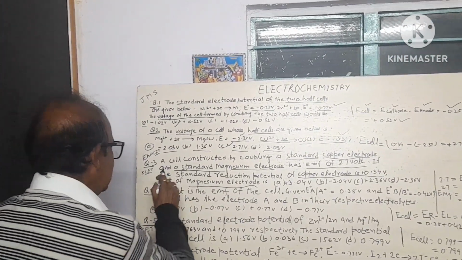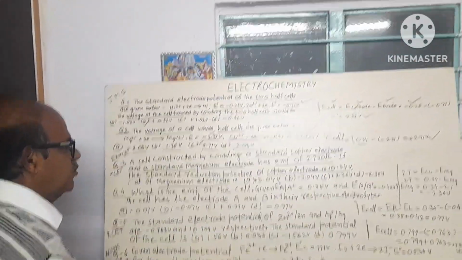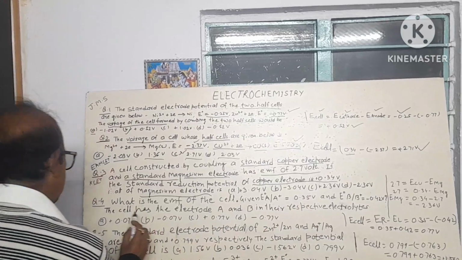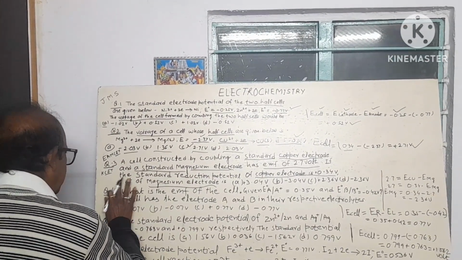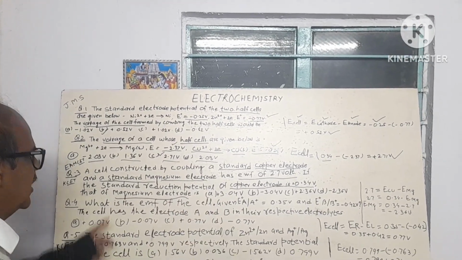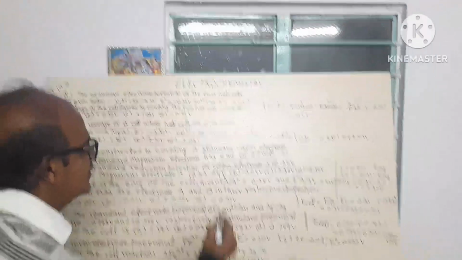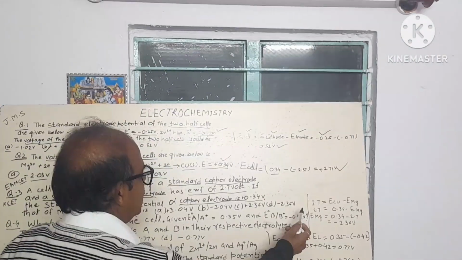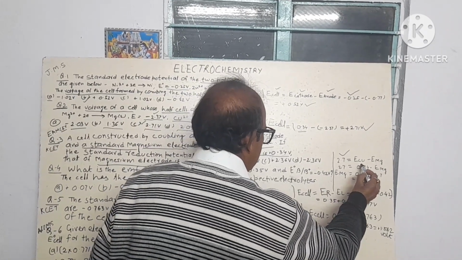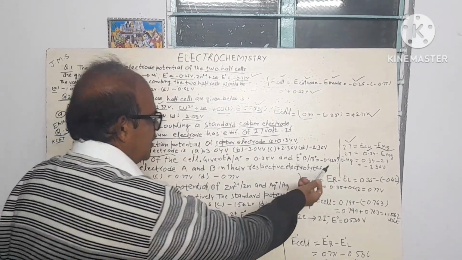Again I am reading the question: a cell constructed by coupling a standard copper electrode and a standard magnesium electrode has an EMF of 2.7 volt. If the standard electrode reduction potential of the copper electrode is plus 0.34 volt, and that of the magnesium electrode is, you have to calculate. Don't look at the options, directly calculate. Same formula: E cell is equal to E cathode minus E anode. E cell is given as 2.7, and E cathode is given as 0.34 volt. Then E Mg you have to calculate, very easy.